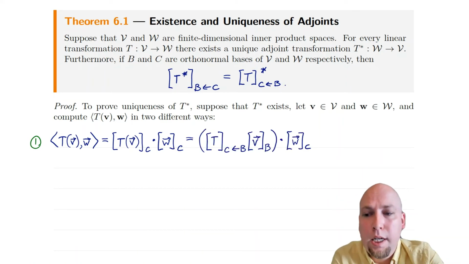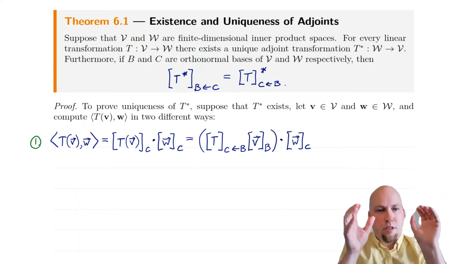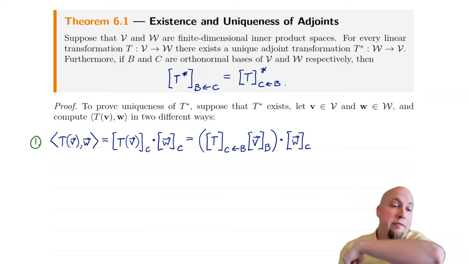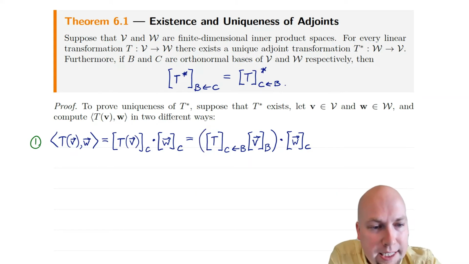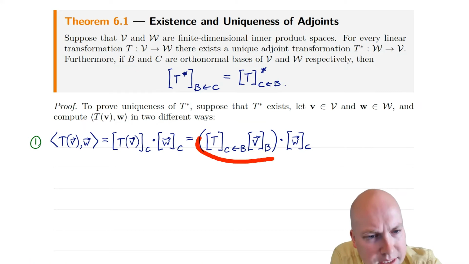But now I can also break apart this T of V. I have a theorem that says when you've got a linear transformation applied to a vector, that's the standard matrix times the coordinate vector. That was one of our even earlier theorems from this course, and that does not rely on orthonormality. That just requires these to be bases. Now what I've got is a matrix times a vector, dotted with just another vector.